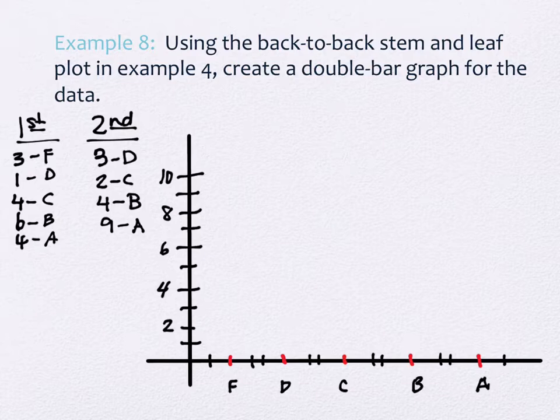So on the first test, I had 3 F's. So I need a bar of height 3 here for the F's.